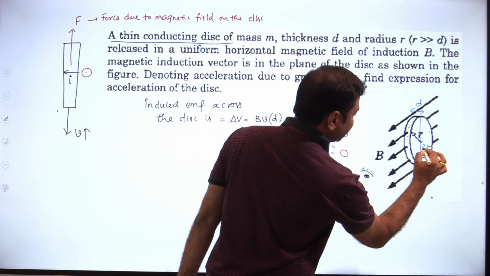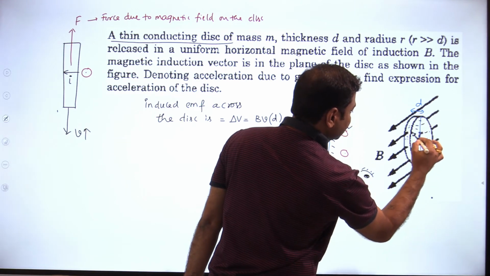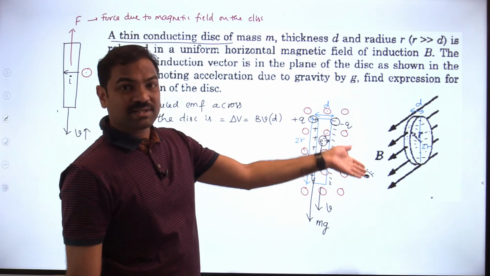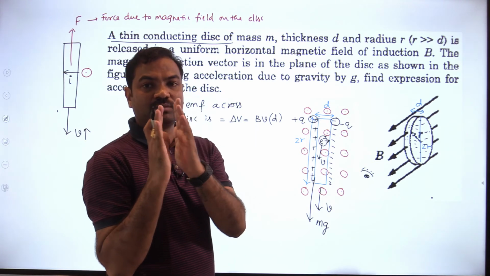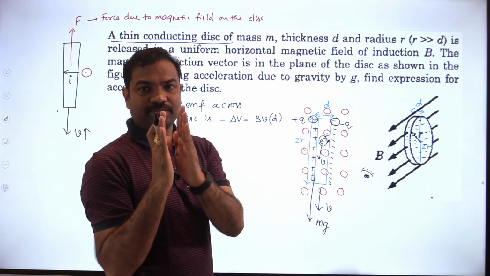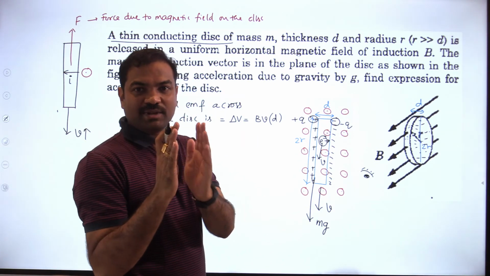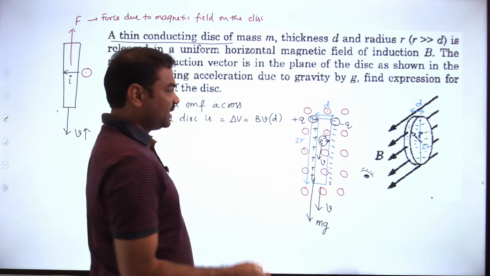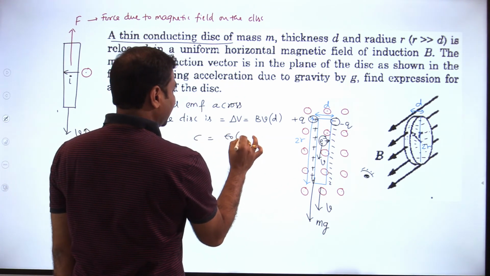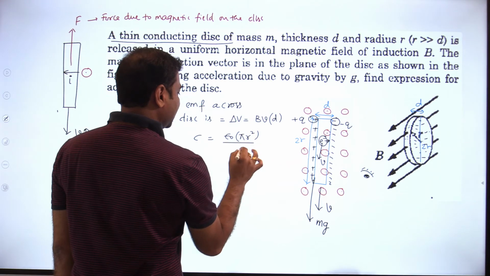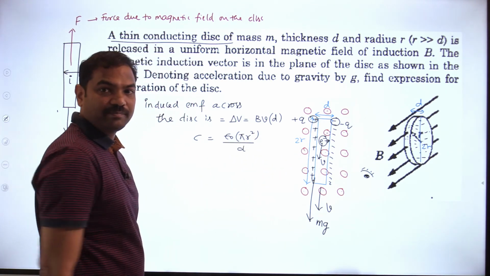You can take this side is negative charge. This side is the negative charge accumulated. On the other side it is positive charge accumulated. So closely spaced two discs you can take. Two surfaces you can take as two discs. So you can take it as a capacitor. Then what is the capacitance value equal to? Capacitance value is epsilon naught A, pi r square, by distance between them, thickness D.